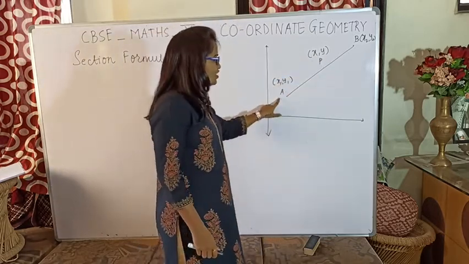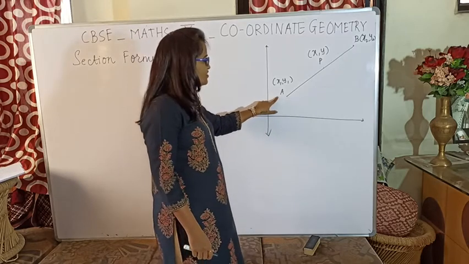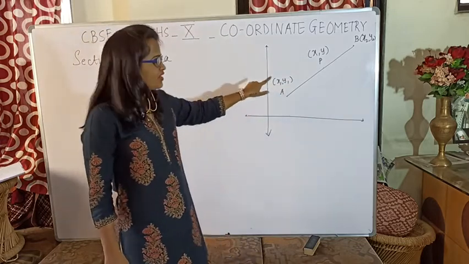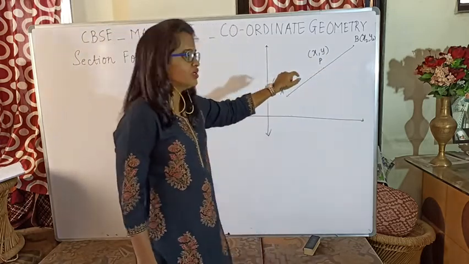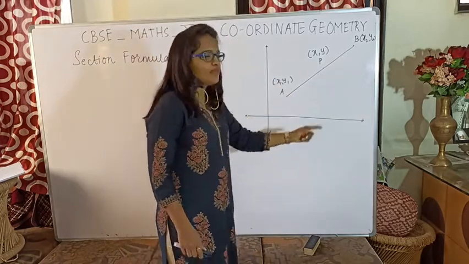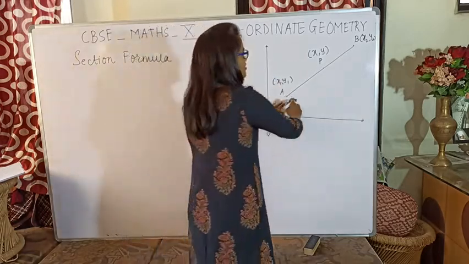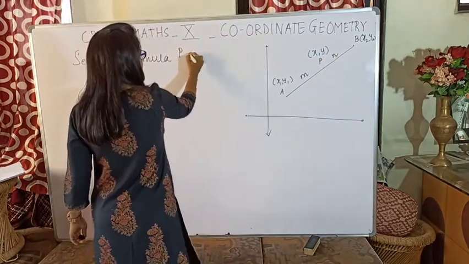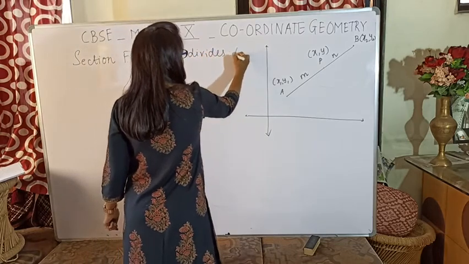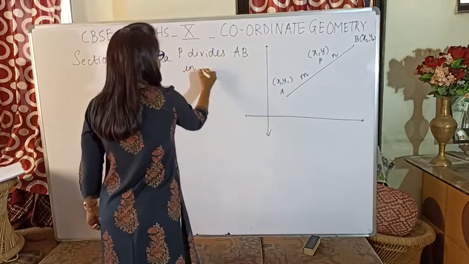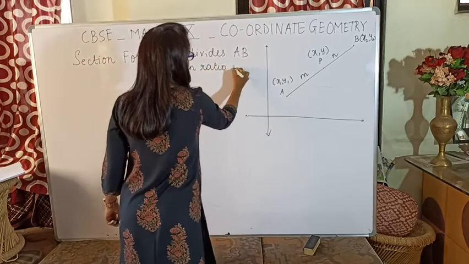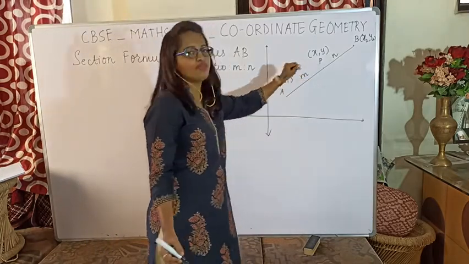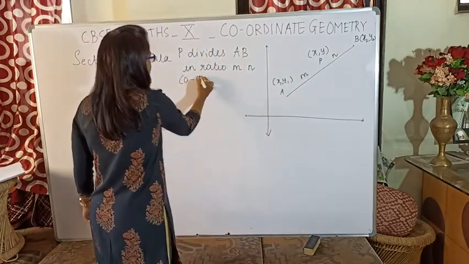For that, I have taken one example. I have considered AB to be the line with coordinates of A as (x1, y1) and coordinates of B as (x2, y2). P is a point on AB such that it divides AB in the ratio m is to n, and we have to find the coordinates of P.